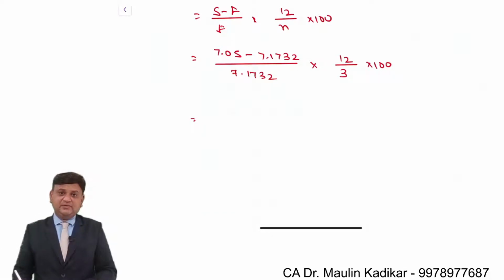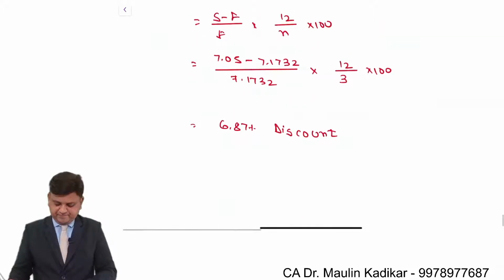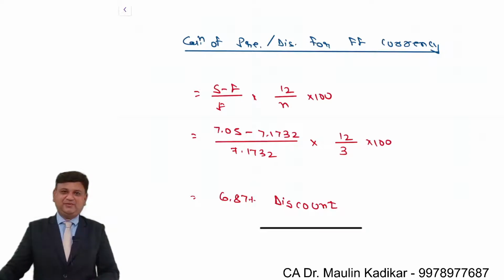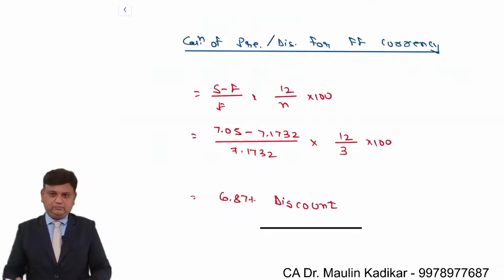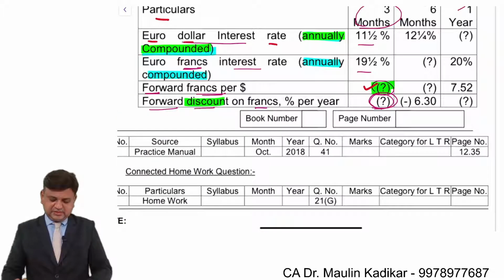It comes to negative 6.87 percentage. As it is a negative answer, it is a discount. So the French franc currency is at a discount of 6.87 percentage. This is the way we have done the working for 3 months.